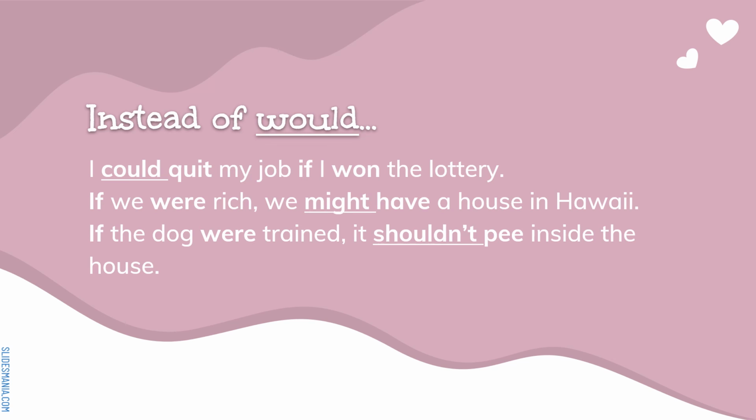I would quit my job if I won the lottery. Okay? Then we have another example. If we were rich, we might have a house in Hawaii. Or the same would be expressed if I said, if we were rich, we would have a house in Hawaii. If the dog were trained, it shouldn't pee inside the house, which is basically the same as saying if the dog were trained, it wouldn't pee inside the house.